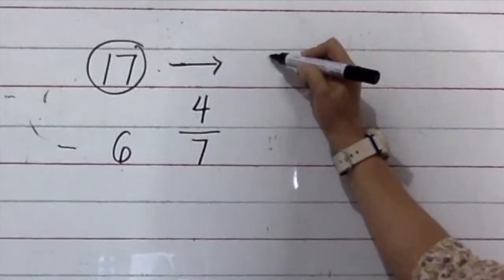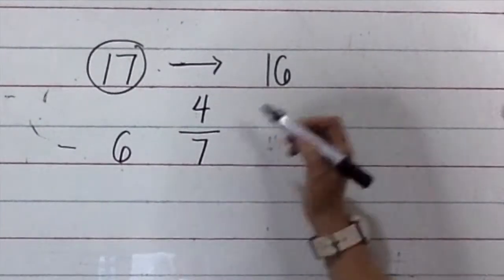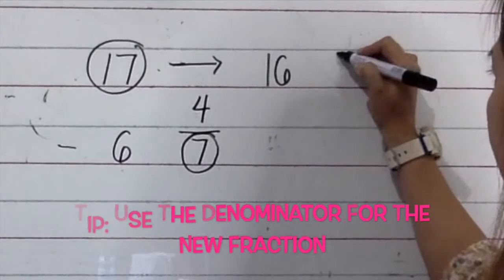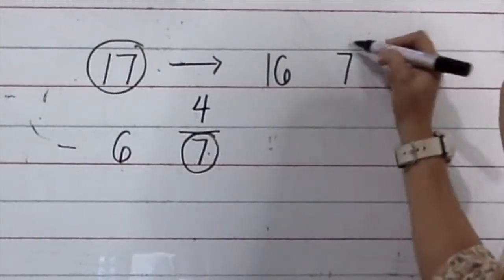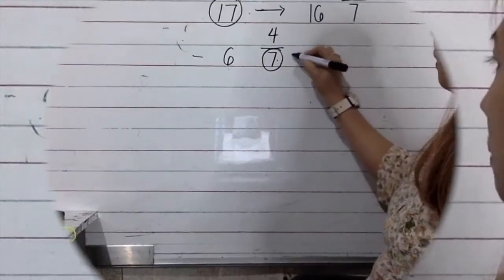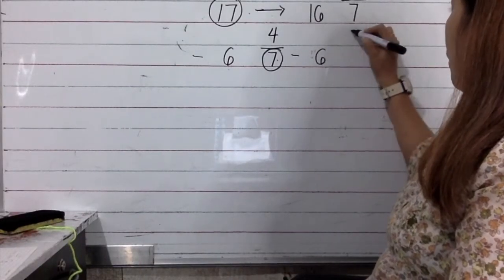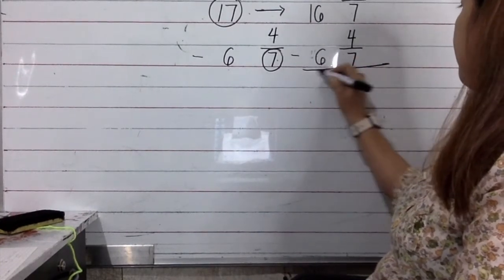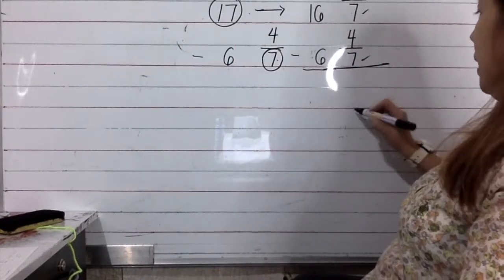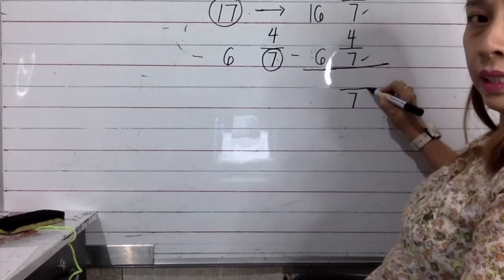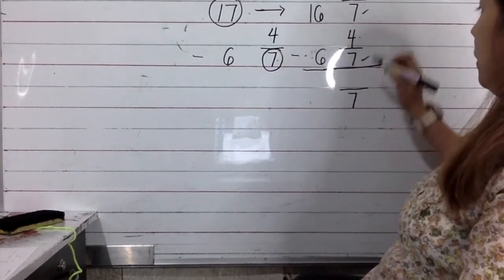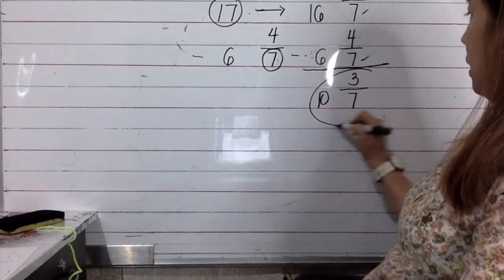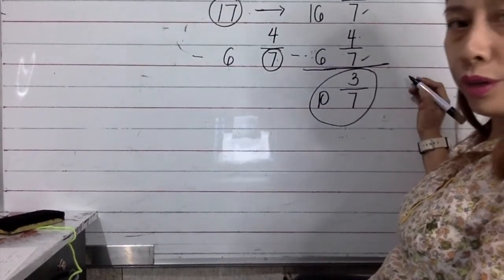Okay, so this will become 16 and 7 over 7. Technique tip: copy the denominator 7. Use also 7 as the numerator, minus 6 and 4 over 7. They are now having the same denominator. So let's copy the denominator. 7 minus 4 is 3. So 16 minus 6 is 10. So the answer is 10 and 3 over 7.